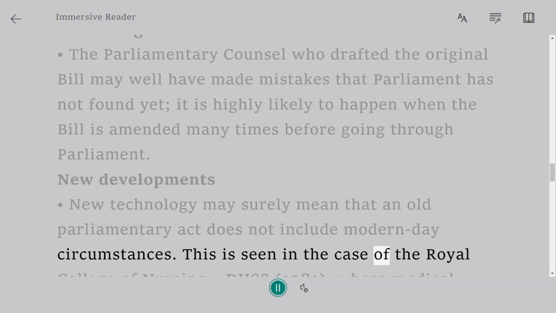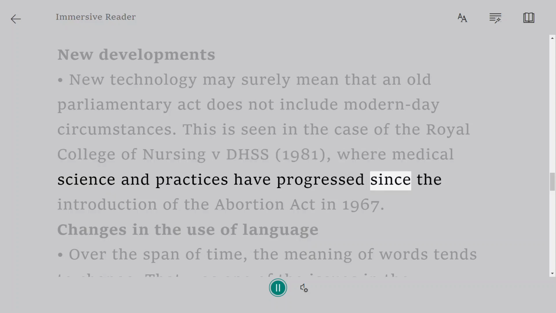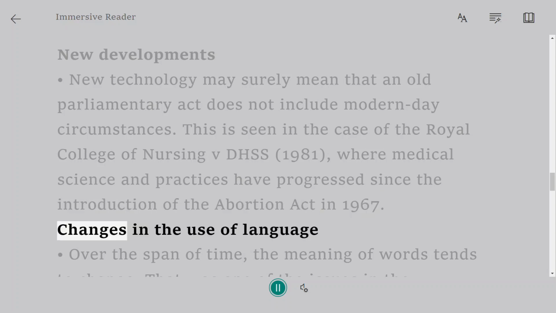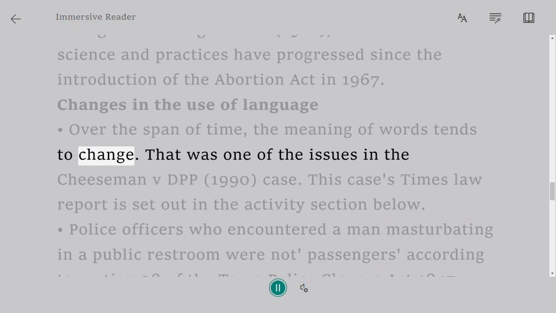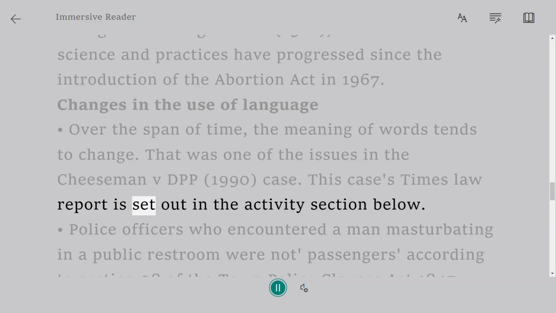This is seen in the case of the Royal College of Nursing v. DHSS, 1981, where medical science and practices have progressed since the introduction of the Abortion Act in 1967. Changes in the use of language. Over the span of time, the meaning of words tends to change. That was one of the issues in the Cheeseman v. DPP, 1990, case. This case's Times Law report is set out in the activity section below.